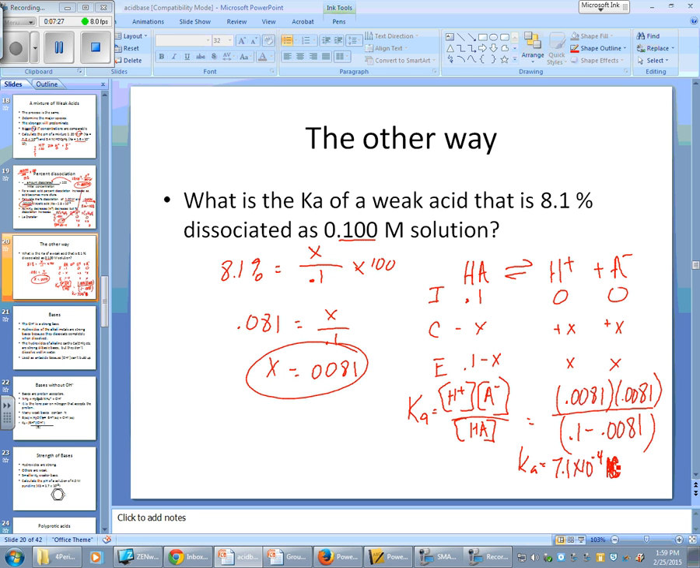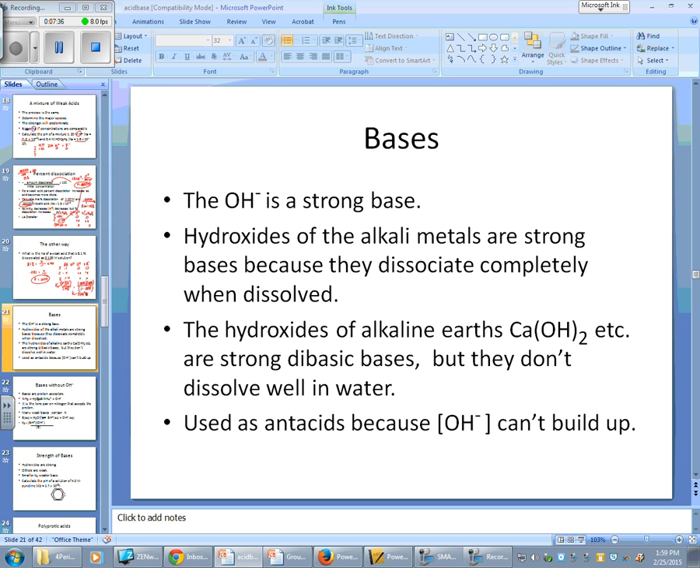Alright, so that's working with percent dissociation. It takes a little bit of practice. Once you get the hang of the ice boxes, it's really not very difficult. Alright, now let's talk bases. Again, it's going to be more of the same.